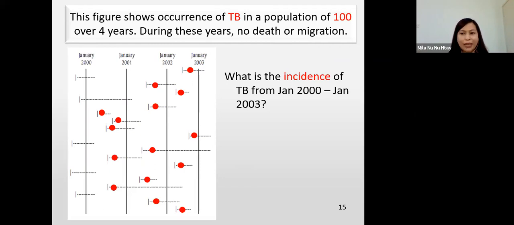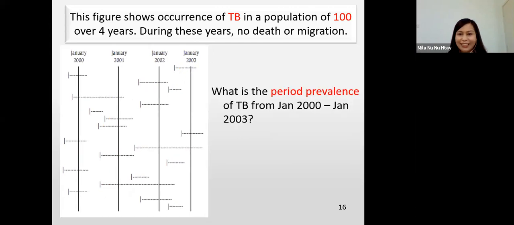So if we want to know the incidence, initially the population should be free from the disease, and then we calculate, among that disease-free population, how many develop the new infection. So that's why the incidence calculation may be 15 new cases out of 95. So when we are calculating incidence or prevalence, we need to consider the numerator as well as the denominator.